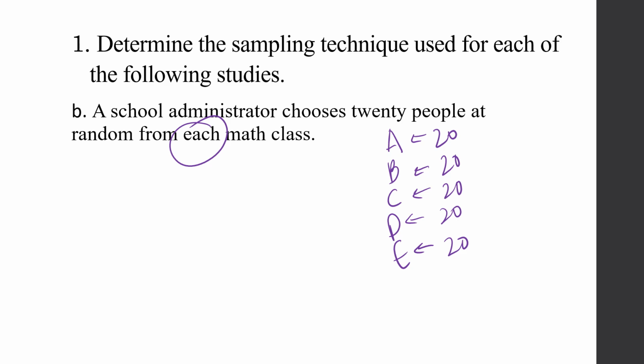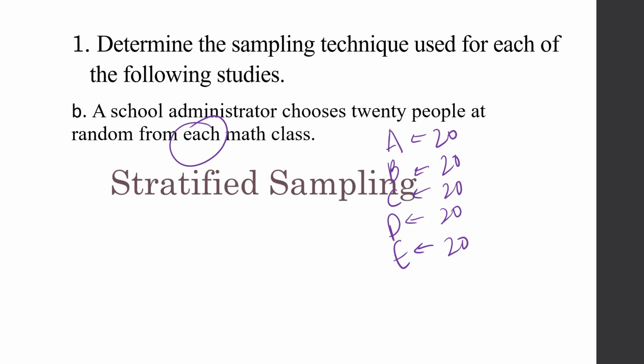All right, so what type of sampling would that be if we're going to every subgroup and choosing a few people from each subgroup? That's going to be stratified, right? Stratified sampling. Cluster sampling would have been like maybe we choose 4 math classes and we survey everyone in those 4 math classes. Okay.